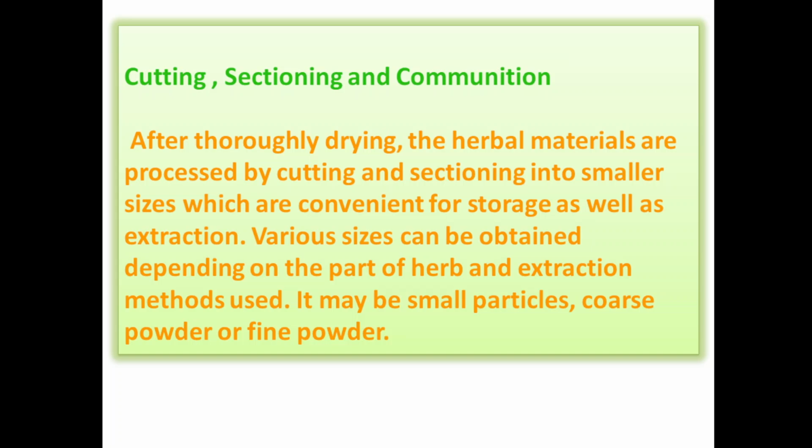It is not possible to prepare an extract using the complete whole part of the plant. We have to size reduce it, and cutting and sectioning should be done so that they can be stored well in closed containers. Various sizes can be obtained depending on the part of the herb and extraction method used. Various sizes of particles are produced depending upon the nature of the herb and the method we are using for extraction. It may be smaller particles, coarse powder or fine powder, depending upon the nature and type of constituent and the extraction method we are using for that particular drug.